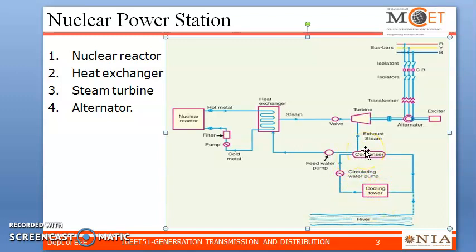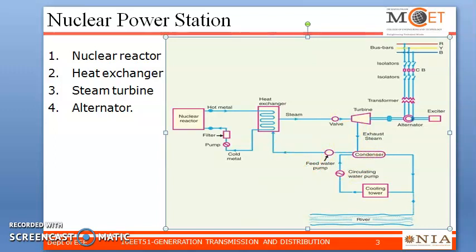After that, the steam temperature is reduced, and the low-level steam is passing through the heat exchanger. Then it again passes through the nuclear reactor, and after that it converts into steam. The above process will be continuous, recycling. Okay, so this is the basic structure of a nuclear power station.